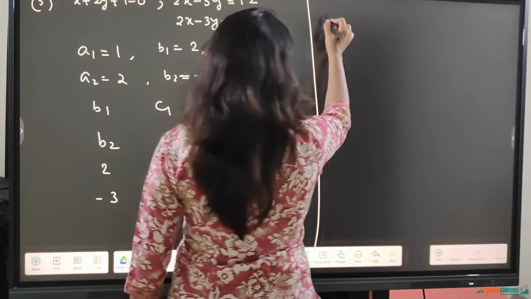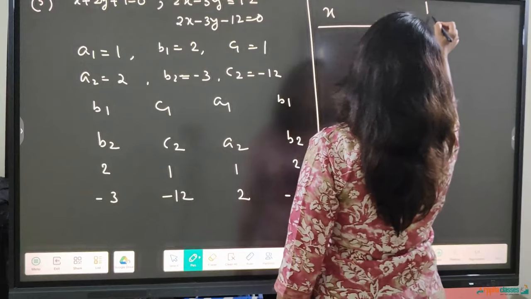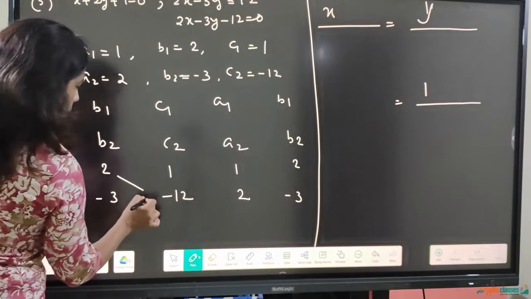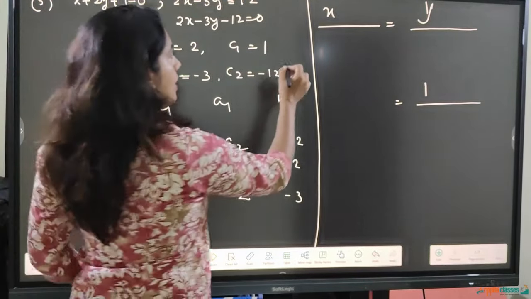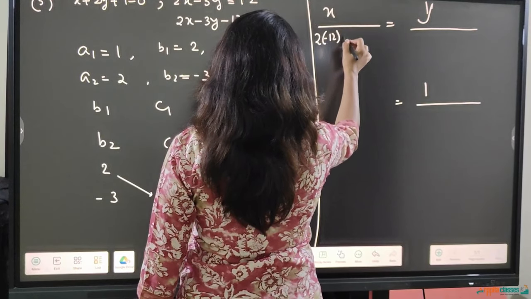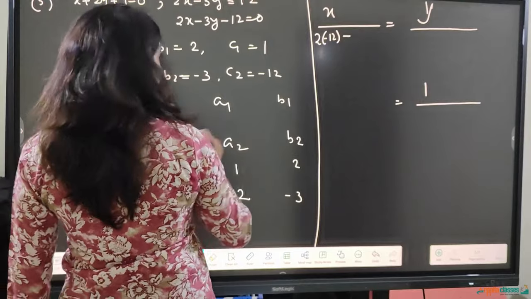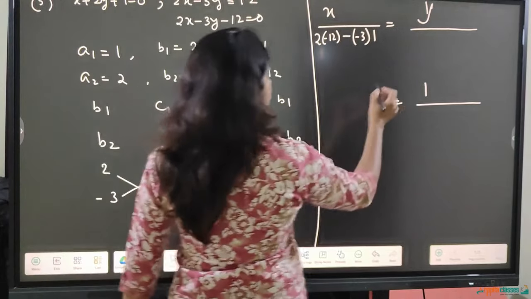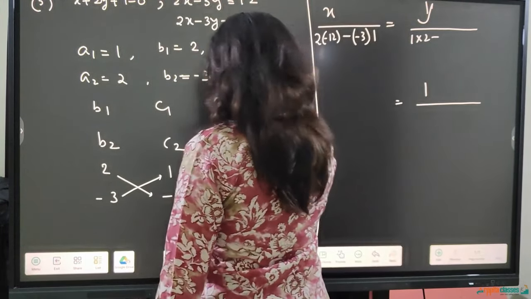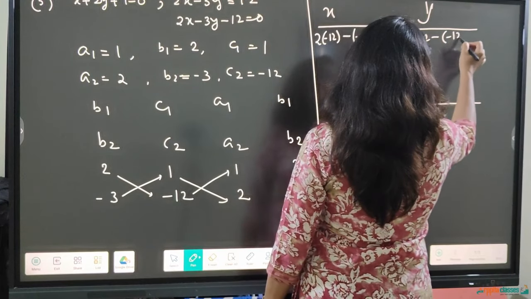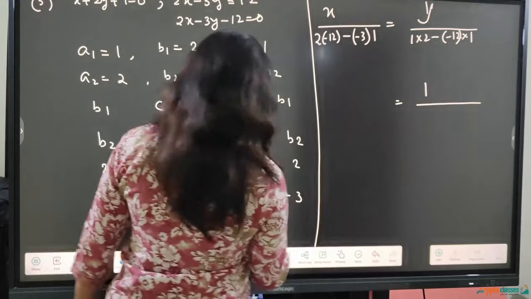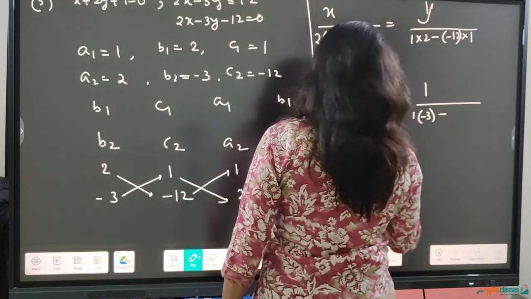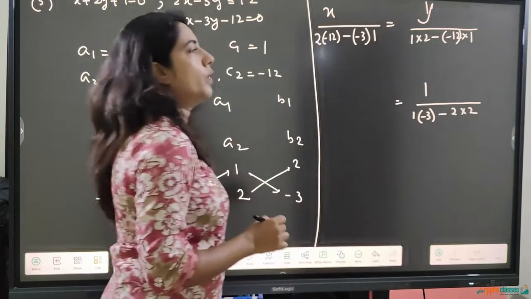So now x upon, y upon is equal to 1 upon. x upon 2 into minus 12. So here it is 2 into minus 12 minus 3 into 1. So this minus 3 into 1. 1 into 2 minus 12 into 1. And here it is 1 into minus 3, and there is a minus sign. Then 2 into 2. Okay, I put all the values.